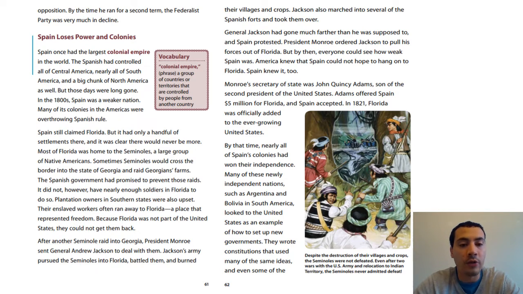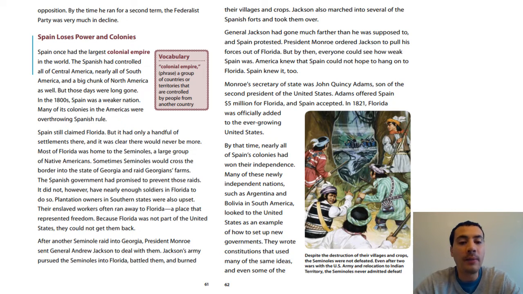Plantation owners in southern states were also upset. Their slave workers often ran away to Florida, a place that represented freedom. Because Florida was not part of the United States, they could not get them back.